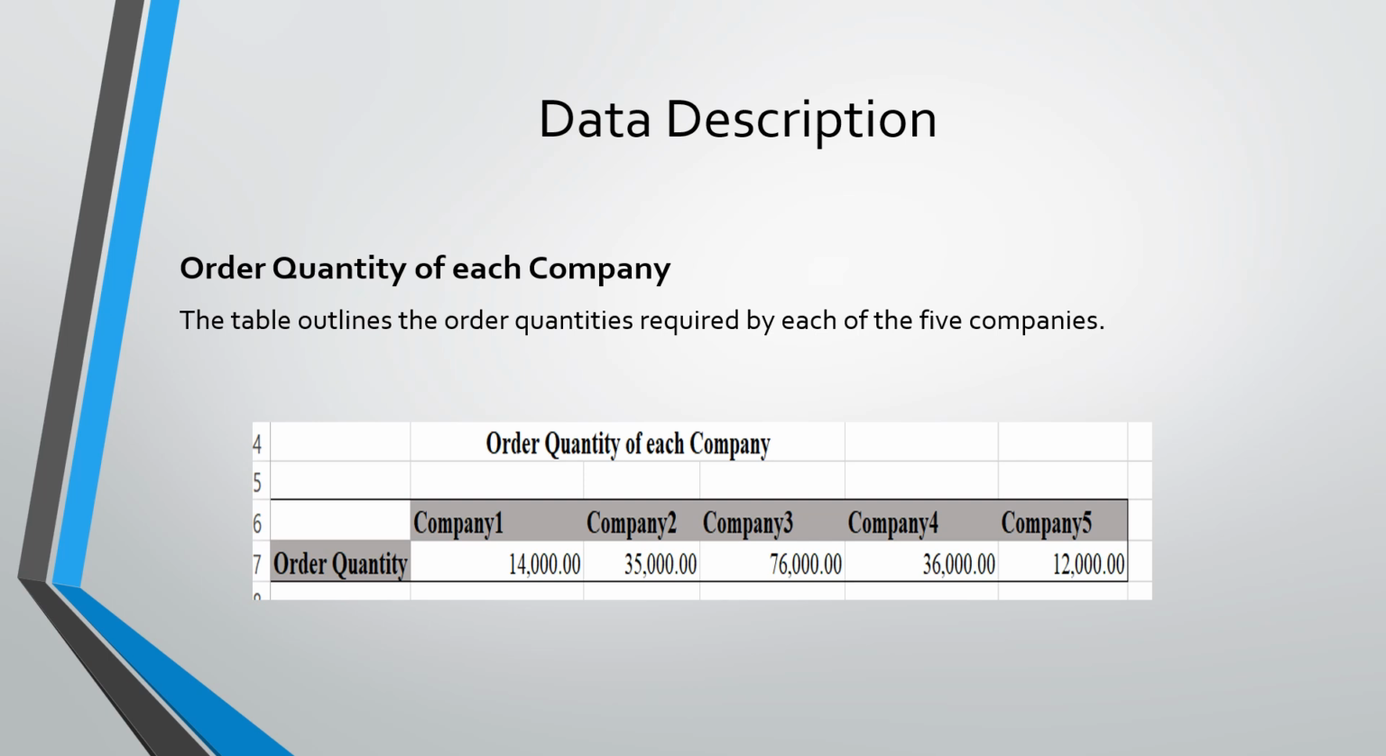These are the quantities required by each of the five companies. The order quantity for the first company is 14,000, the second company 35,000, the third company 76,000, the fourth company 36,000, and the fifth company 12,000.